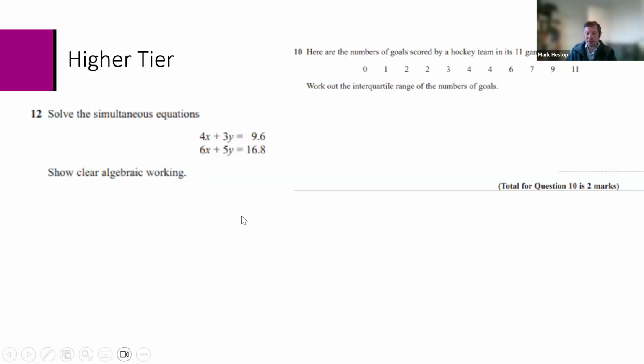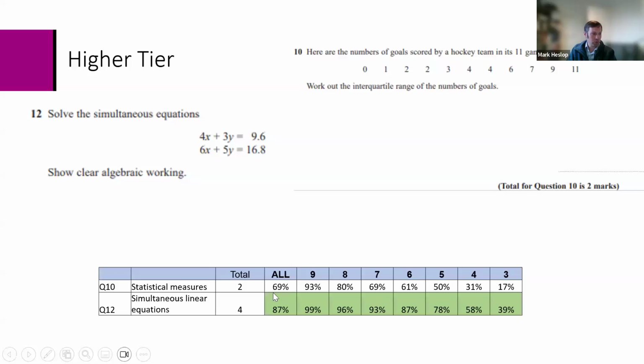I think you can probably guess what's going to happen next. These green statistics, by the way, are in the top 10 answered questions on a paper. The red are in the bottom 10 answered questions on a paper. For the simultaneous equations, students scored on average 87% of the mark. For finding the interquartile range of the number of goals, the average student scored 69%.